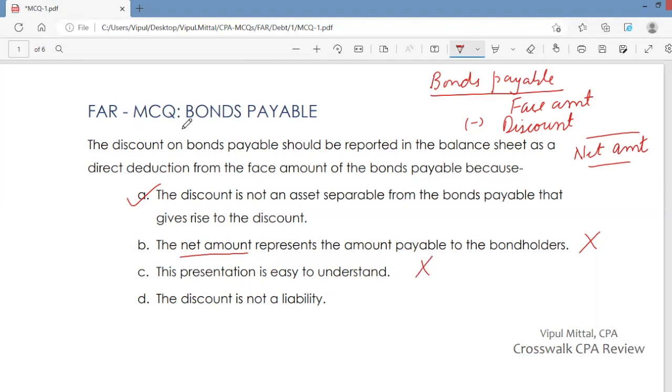The discount is not a liability. Just because discount is not a liability, you do not deduct it from the face amount of the bonds payable. And also it is not that any item that is not a liability, you deduct it from the liability. No, it is not that. That is not the reason. So this is not the answer. So answer is A.